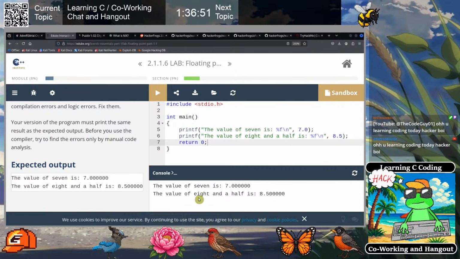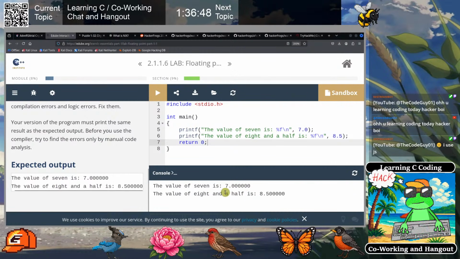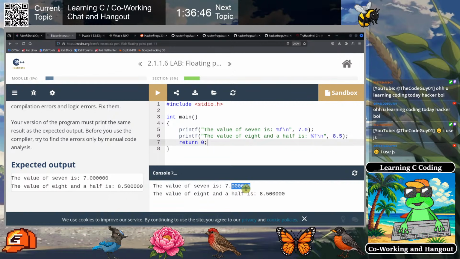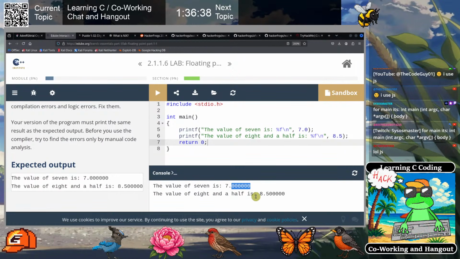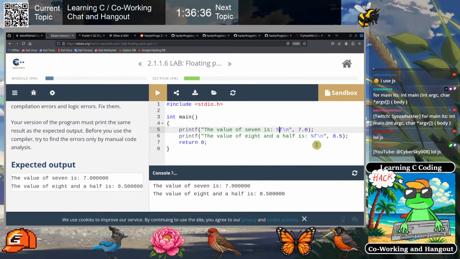Yeah, this is exactly what they're looking for. The expected output is the same. So I guess they're going to automatically include the zeros to as many points as they can, because this is a float data type.